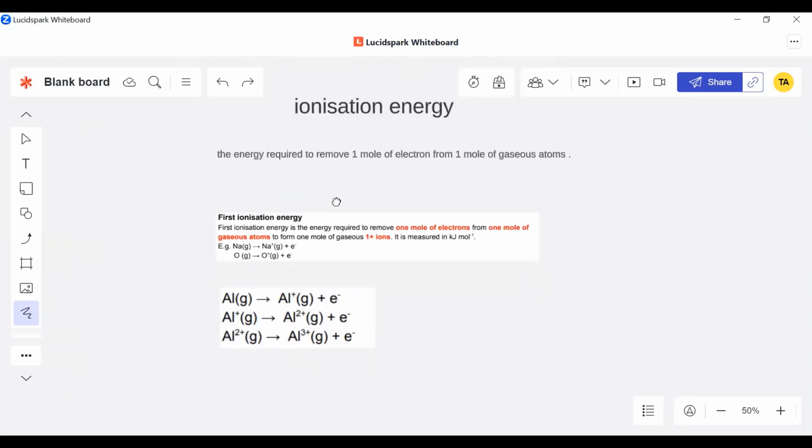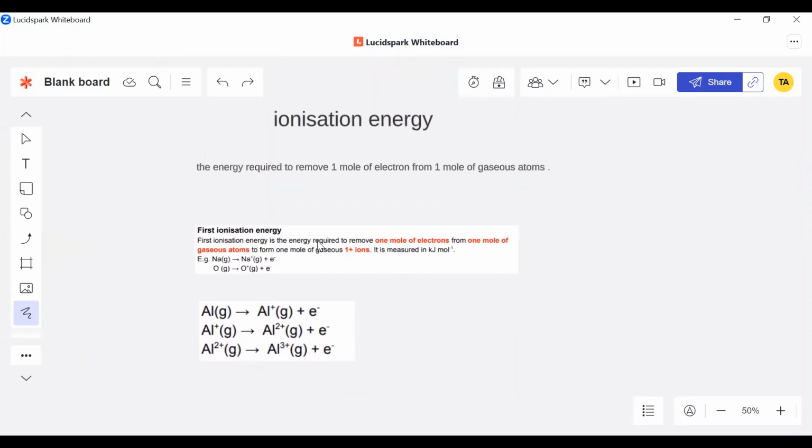Now, finally, moving on to ionization energy. Ionization energy is the energy required to remove 1 mole of electrons from 1 mole of gaseous atoms. What do I mean by this? So let's say I have sodium, right? When sodium loses an electron, it would become Na+. Similarly, when aluminium becomes aluminium plus, it will lose an electron. This is known as the first ionization energy.